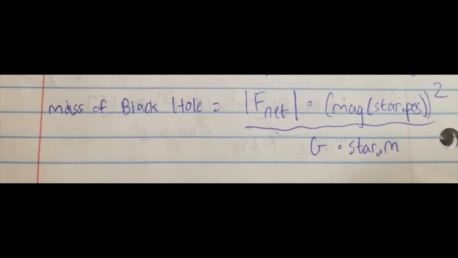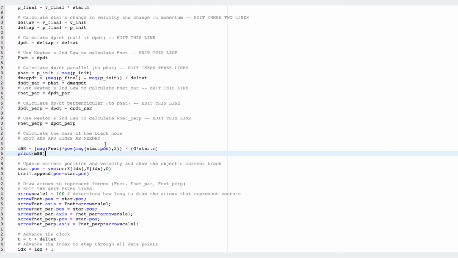And then since the position of the black hole is at the origin, R squared is just the magnitude of the position of the star. So we don't need to account for the position of the black hole squared. And then over G, our gravitational constant, times M1, or the mass of the star. So to summarize, we get that the mass of the black hole is equal to F net times the magnitude of the star's position squared over G times the mass of the star. Exactly where we left off.